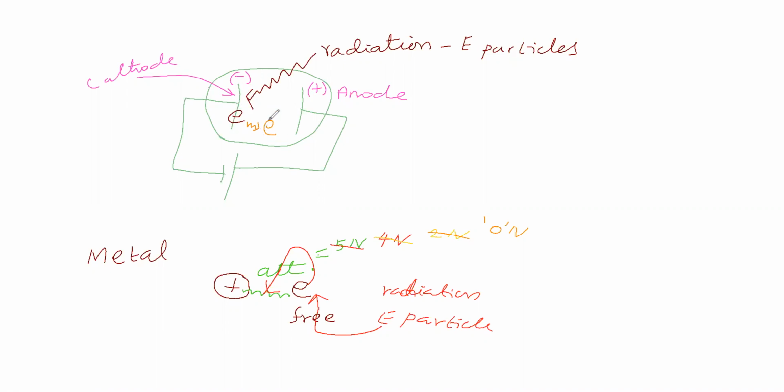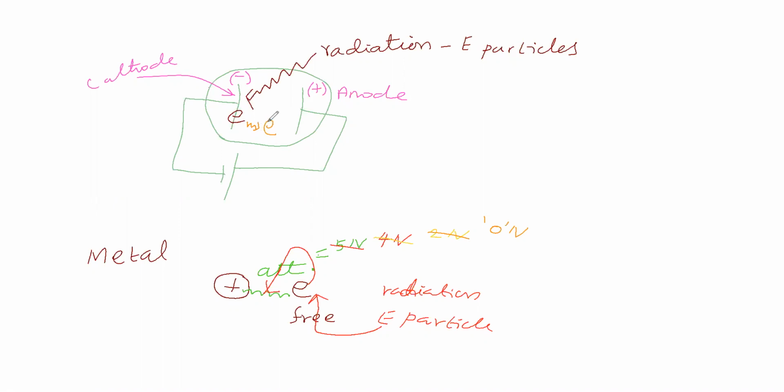Therefore, will this electron move towards the anode, or towards the cathode, or move randomly, or in some straight direction? Now what has happened is this positive plate is pulling, attracting this electron, and this negative plate is repelling this electron. Now this electron will move towards which side?